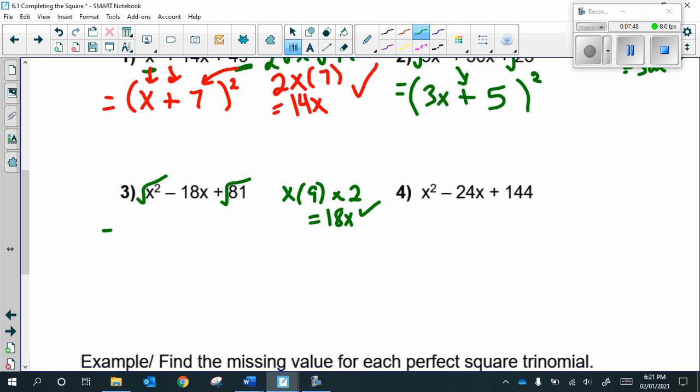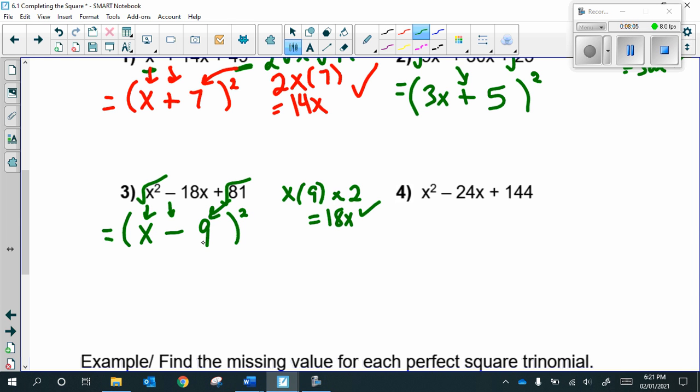So let's go ahead and factor this. We're going to have our bracket squared. The square root of the first term is x. The first sign that we see is a minus or subtraction, and the square root of the last term is 9. So this factors to x minus 9 squared.